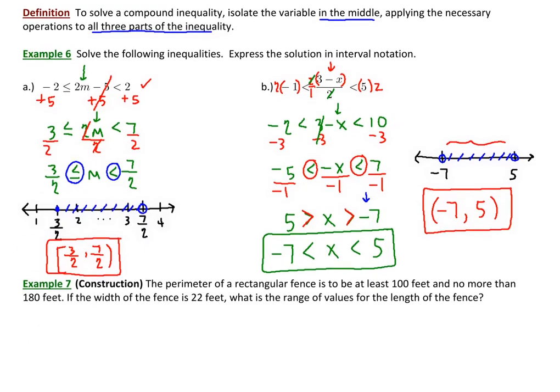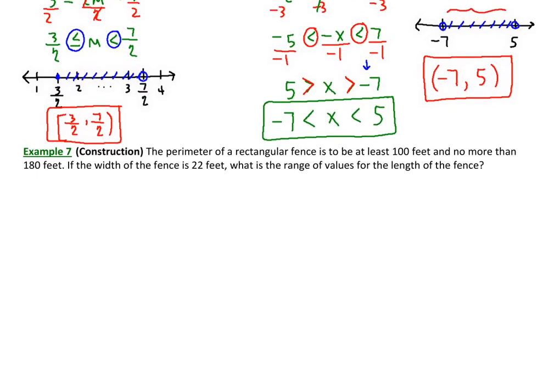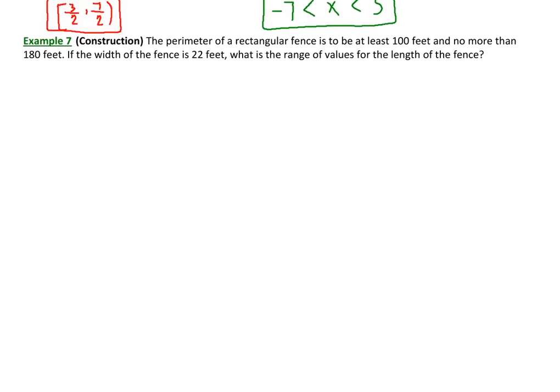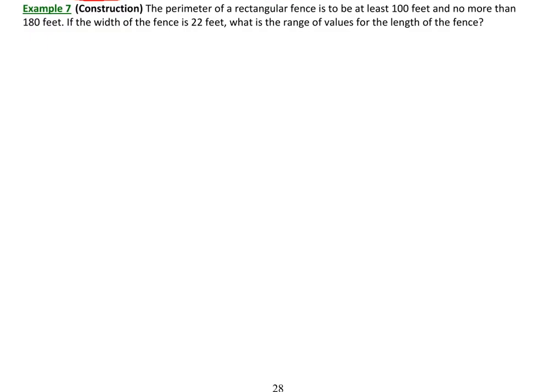Now, what might this look like in an application setting? Let's talk about construction. The perimeter of a rectangular fence is to be at least 100 feet and no more than 180 feet. Okay, so we're going to build a fence. I want to draw a picture. There's my fence that I'm going to be building. And we want to make sure that the perimeter is at least 100 and no more than 180 feet.